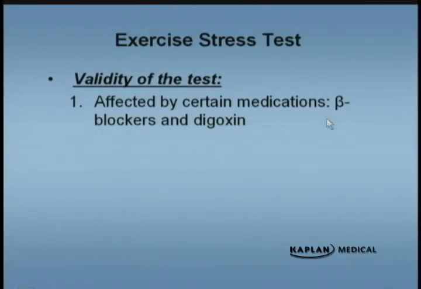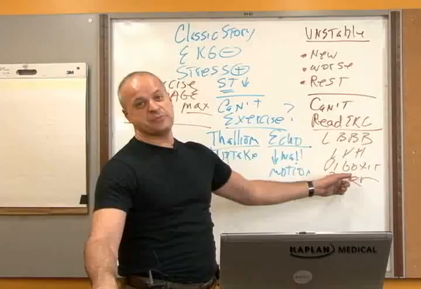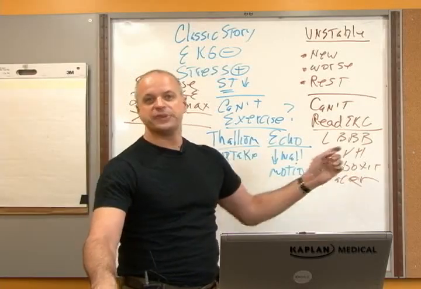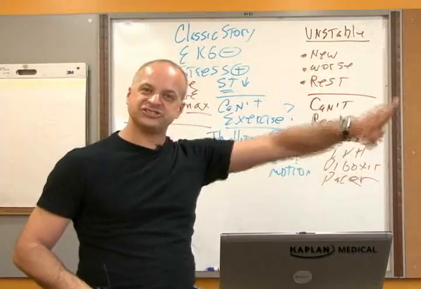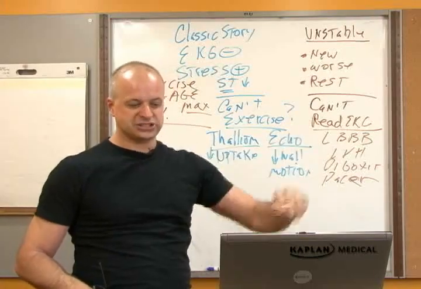Now, if I can't exercise because I'm on beta blockers or digoxin, in other words, how do I get up to my target heart rate if I'm on a beta blocker? How do I read the EKG for ischemia if I'm on digoxin? Digoxin causes downsloping ST segments, downsloping ST segments.